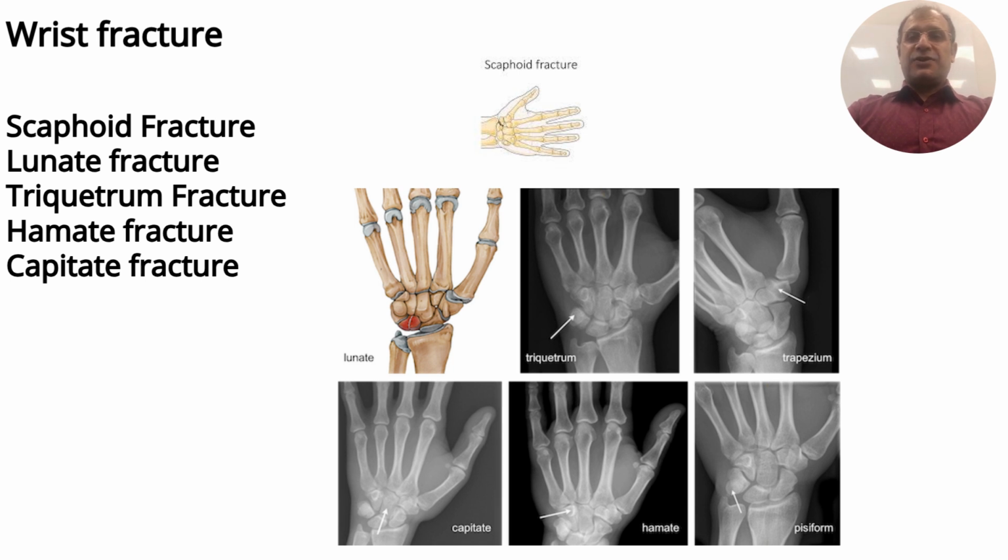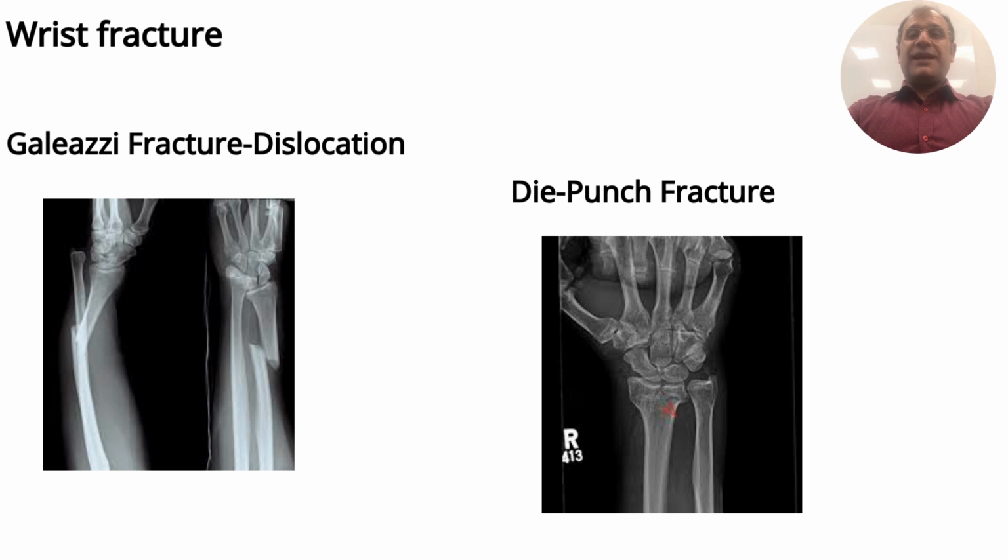Pisiform fractures are uncommon. The pisiform is a sesamoid bone embedded in the flexor carpi ulnaris tendon. Galeazzi fracture dislocation is caused by a fall onto an outstretched hand or a direct blow to the forearm. The fracture involves the radius, and the dislocation affects the distal radioulnar joint, leading to instability of the wrist. Symptoms include pain, swelling, and deformity of the forearm and wrist.